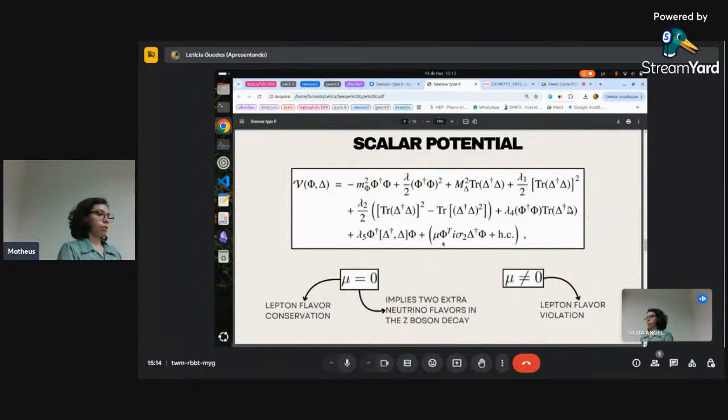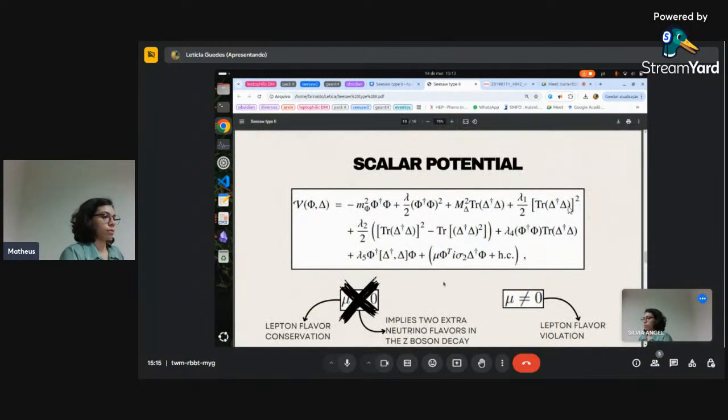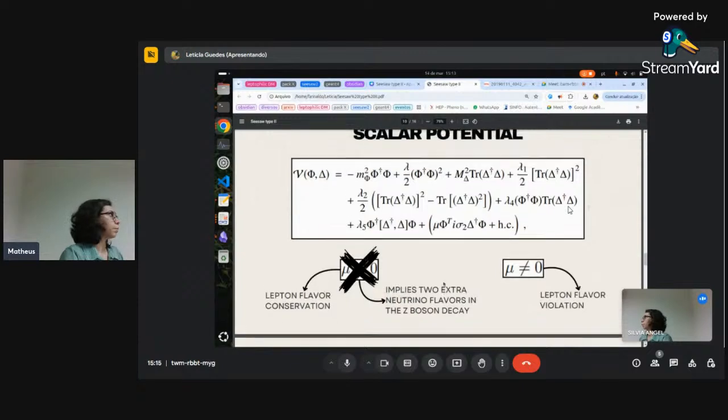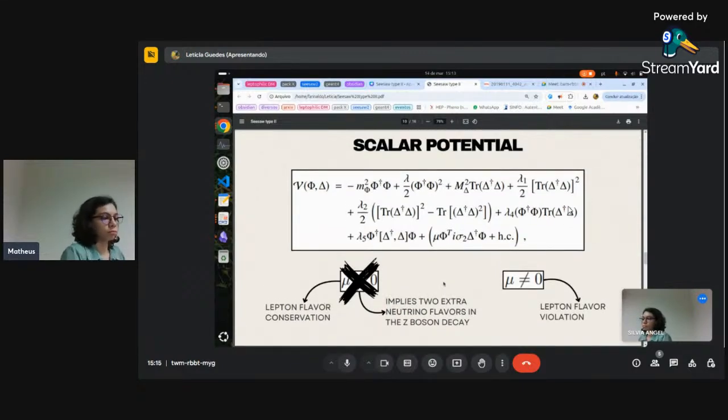So if we consider mu equals 0, you have no lepton flavor violation, but it also implies that you have two extra scalar neutrino flavors that will interact with the Z boson. So the Z boson would have an invisible decay into these two neutrinos. So this is ruled out by many collider experiments and so on. So this can't even be considered. And normally we consider the one that includes lepton flavor violation, that is, mu different from 0.